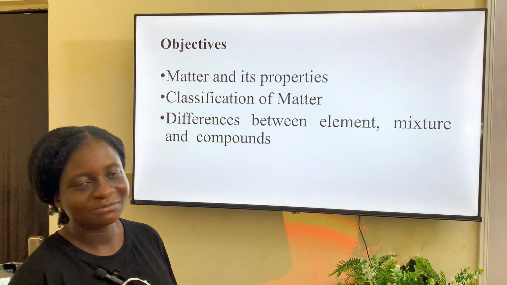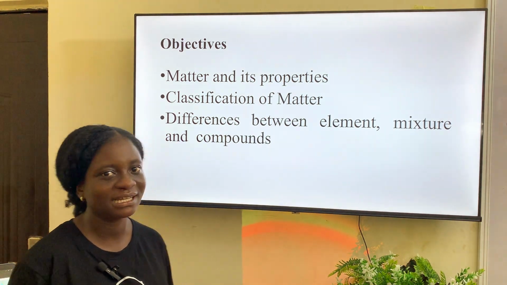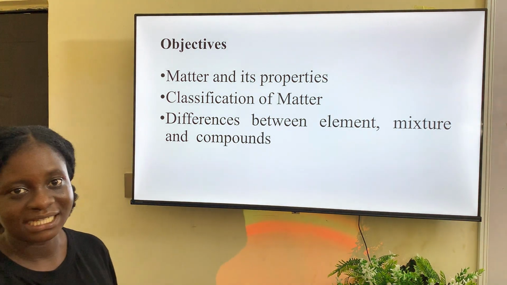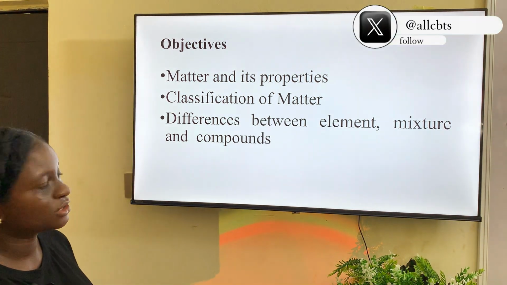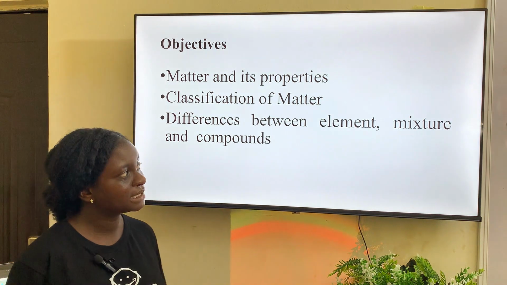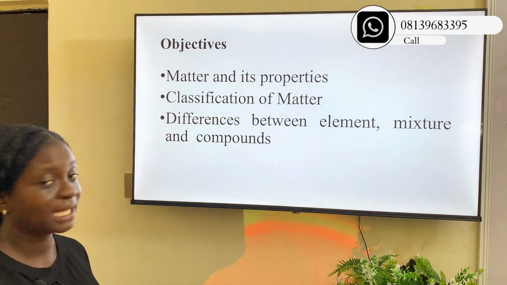So the objective for this topic is matter and its properties, and you should be able to classify matter and also differentiate between elements, mixture and compound.